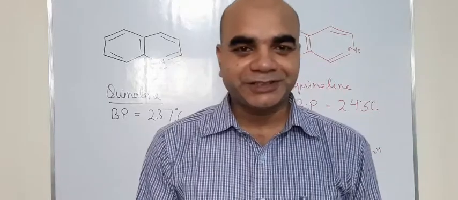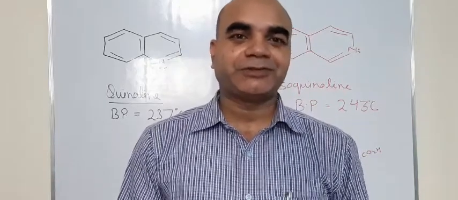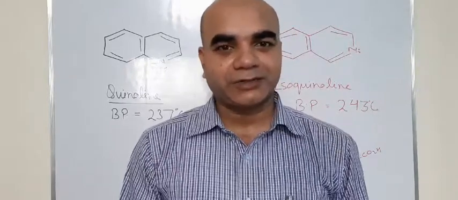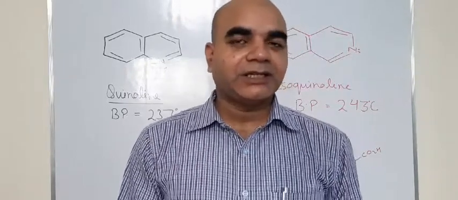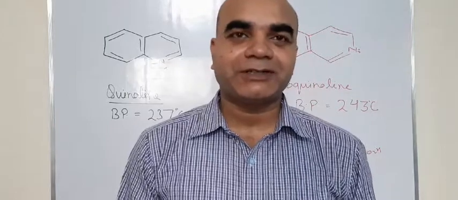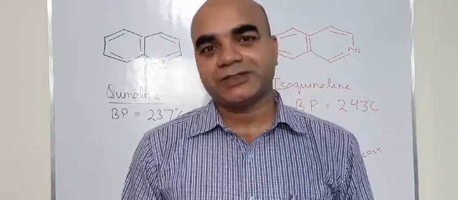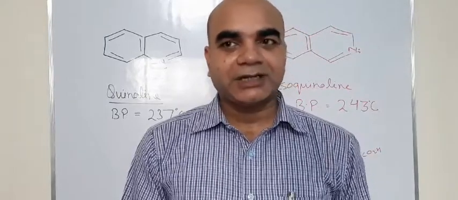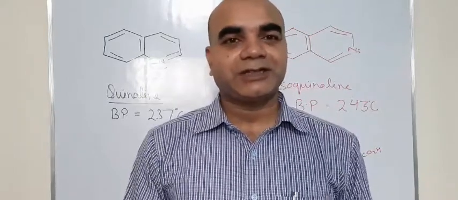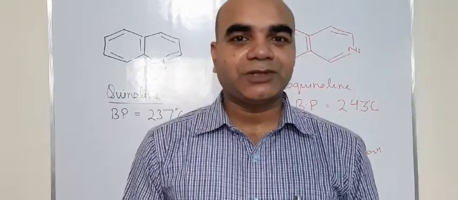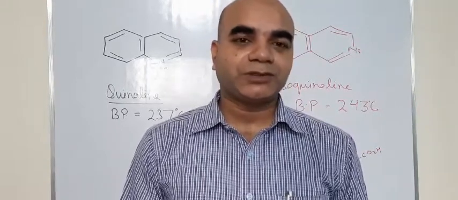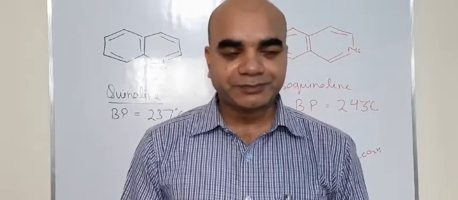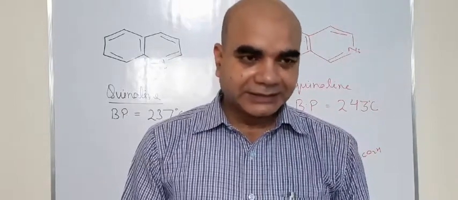Welcome to this session. In today's session, we will learn about the chemistry of some fused heterocycles, quinoline and isoquinoline. In our previous session, we learned the chemistry of pyrrole, thiophene and furan and one 6-membered heterocycle, pyridine. Today, we will learn the chemistry of isoquinoline and quinoline, in which one pyridine ring is fused with one benzene ring. So let us start.